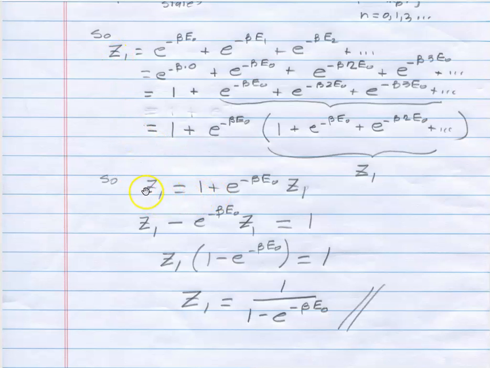Now I've got something that I can solve for Z1. I have Z1 on this side equal to 1 plus e to the minus beta E naught times this sum here, which is also Z1. Solve for Z1: I simply take the second term, move it over to the left side, factor out a Z1, and then divide by the factor. I get that the molecular partition function in this case is expressed very simply as just 1 over 1 minus e to the minus beta E naught, where E naught is the energy separation between all these equally spaced levels.